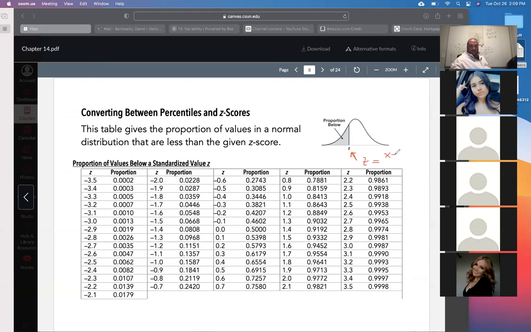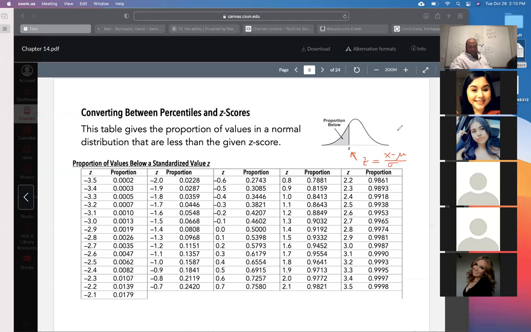Is it the number of standard deviations a score falls from the median? Well, that's what it measures, but the formula is x minus the mean divided by the standard deviation. What it gives you is how many standard deviations you are away from the mean, positive to the right, negative to the left. That is your z-score.